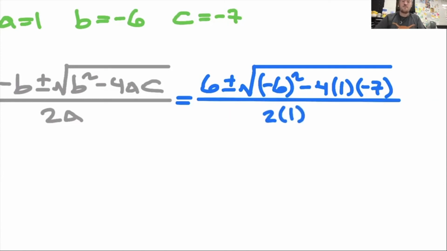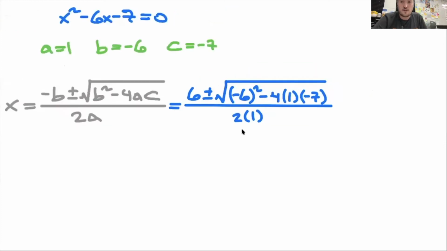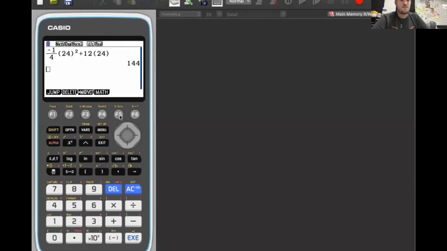Okay. So I'm going to go ahead and just use the Casio for this one, just to streamline and make this process go a little bit quicker. So open up a fraction. So 6 plus square root of -6, put it in parentheses, squared minus 4 times your a value times your c value, which is -7, all over 2 times your a value, which is 1, which you don't actually have to plug in.